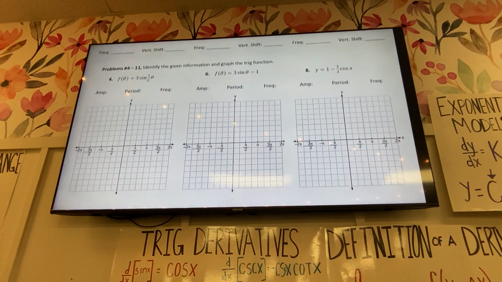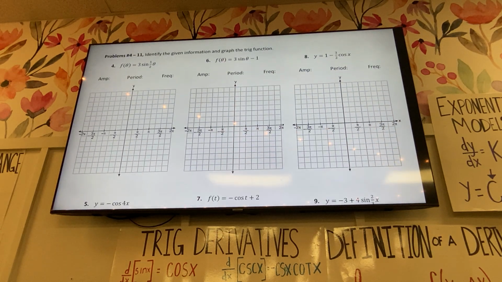All right, so 4 through 11. Remember, your first step is to graph the midline. It doesn't tell you to state the midline because you should be graphing that on your graph. It does have you state the amplitude, the period, and the frequency, which is just that B value, the number on the inside. They're having you state that to help you take that step into finding the period.